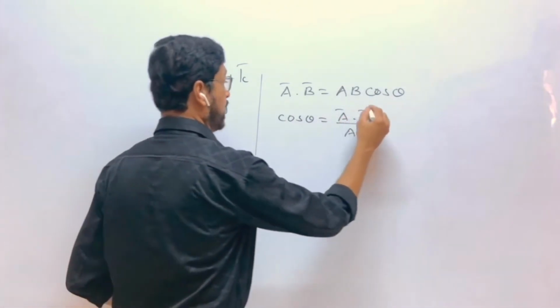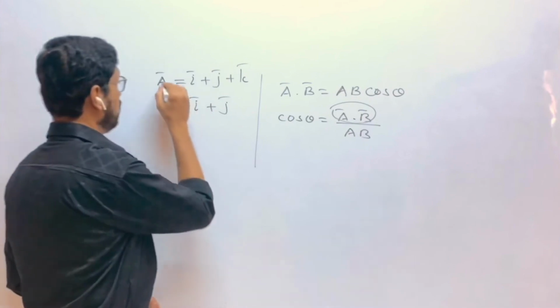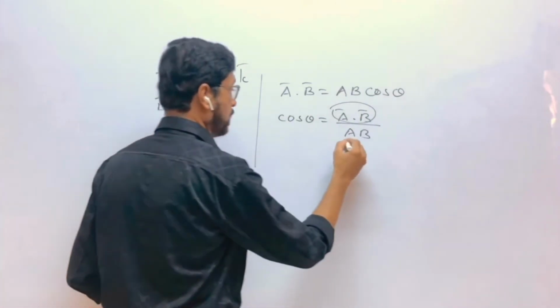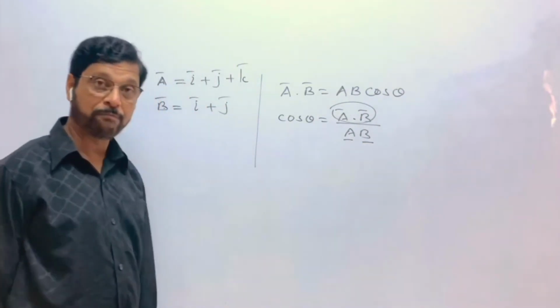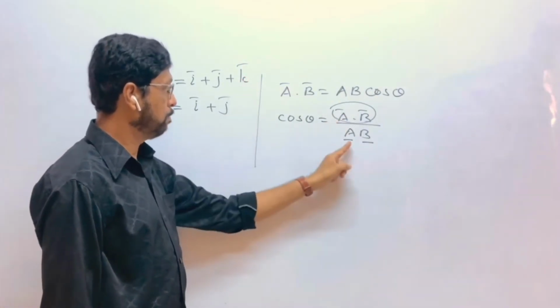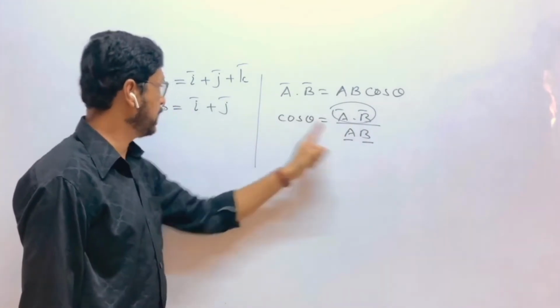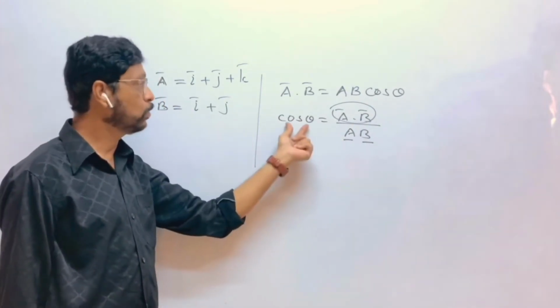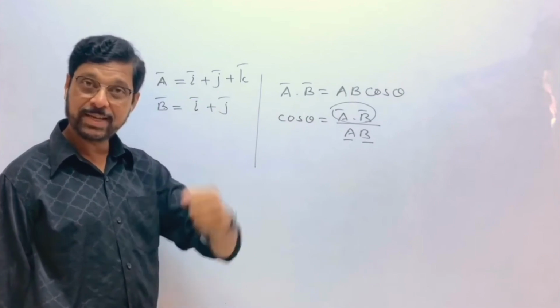मतलब हमको फाइंड करना है A dot B. इन दोनों का डॉट प्रोडक्ट, मैग्नीट्यूड ऑफ ए एंड मैग्नीट्यूड ऑफ बी, करेक्ट? ये फाइंड करेंगे तो cos थीटा मिलेगा और cos थीटा से थीटा मिलेगा.